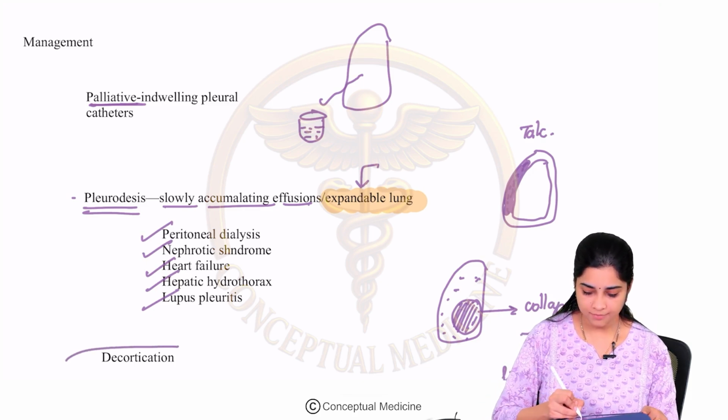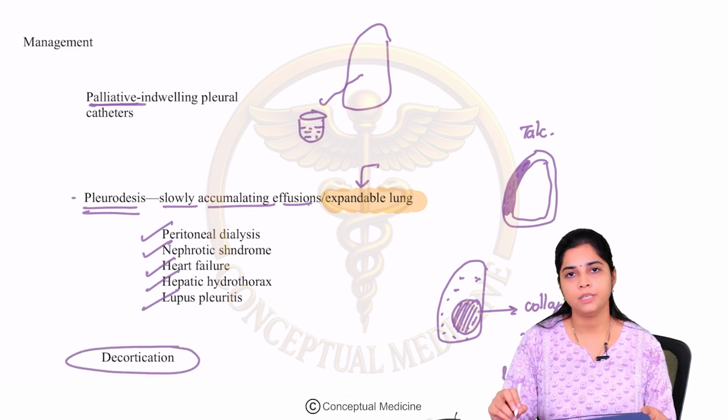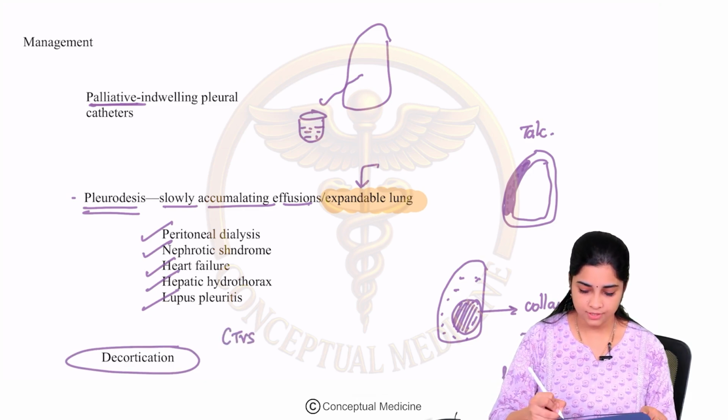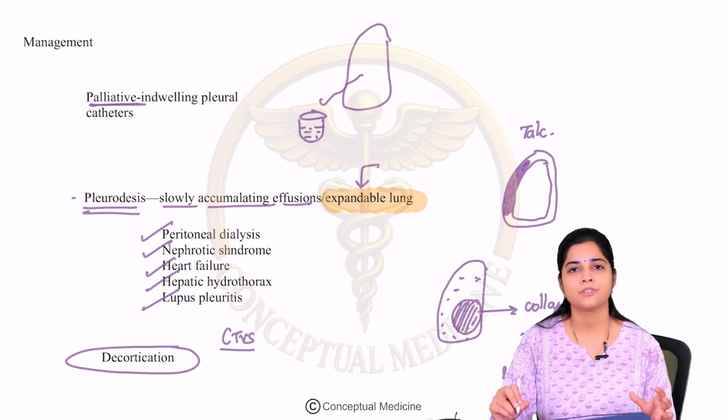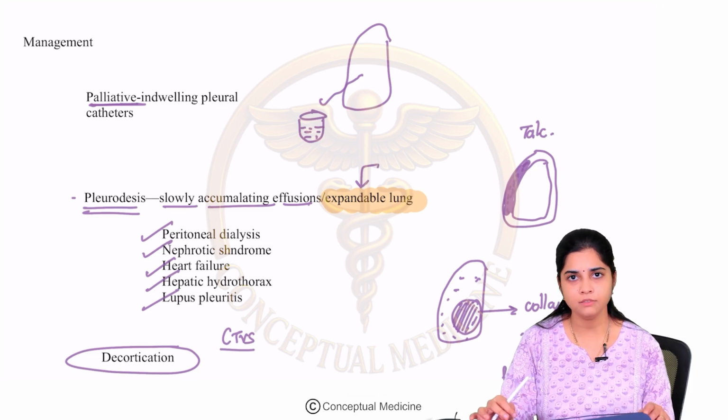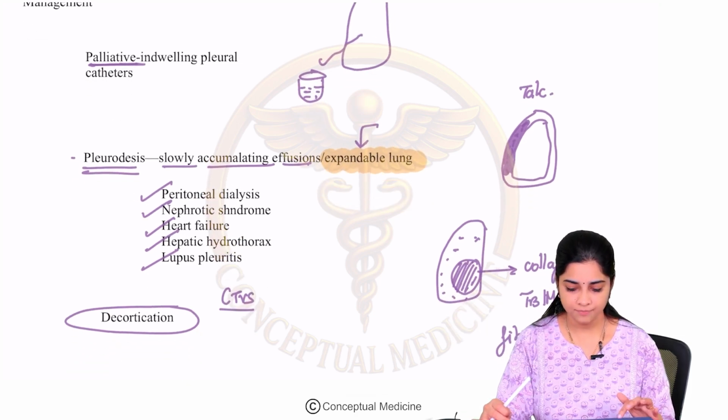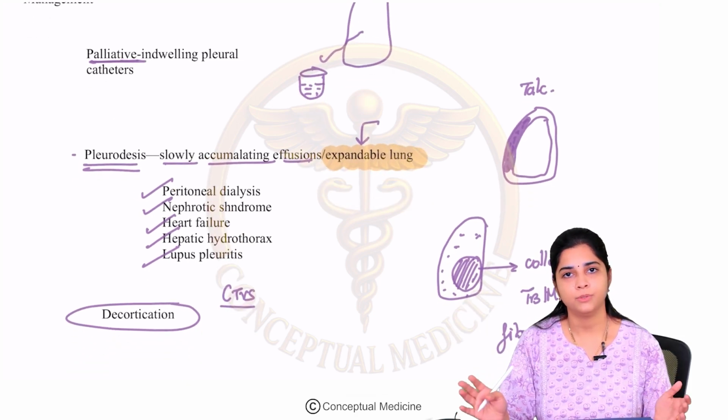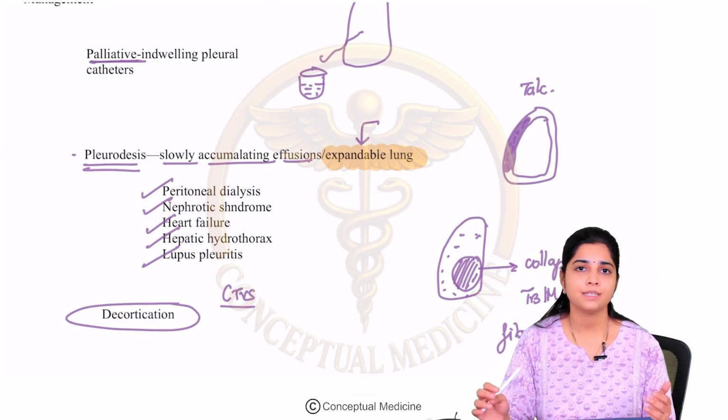The final treatment for recurrent effusions can be by your CTVS surgeons, where they can do a decortication of the lung and prevent the accumulation of further fluid. Okay, clear? So this is about pleural effusions. Thank you.